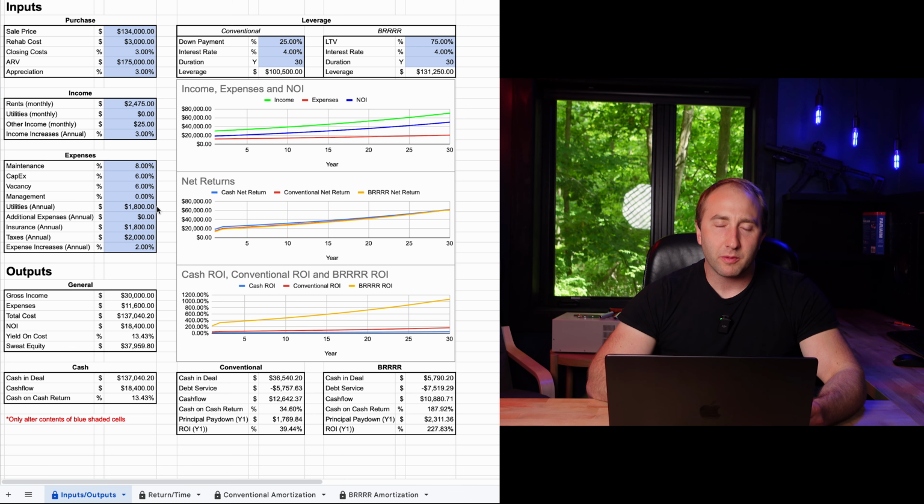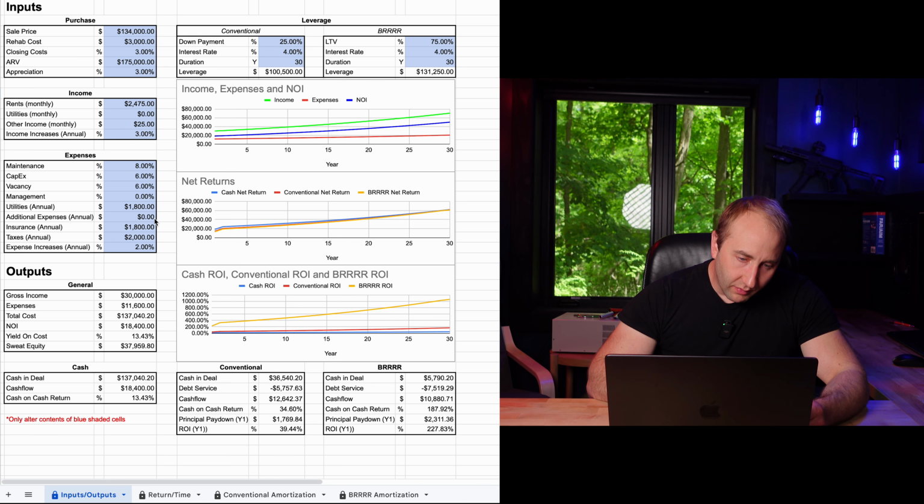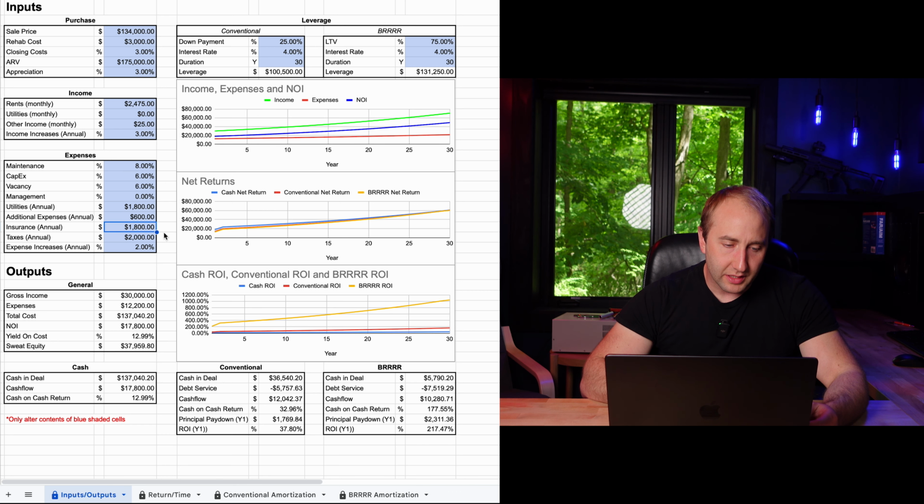Utilities, I pay the water bill on this property. My assumption is that I pay about $600 per unit per year. That tends to be pretty accurate across my portfolio, so that's why I say $1,800 here. Additional expenses. I actually should have something in here because I pay to have the lawn mowed. It's not that much, but let's say over the course of the year, it's like $600. So I'll fix that. Insurance, it's about $1,800 per year.